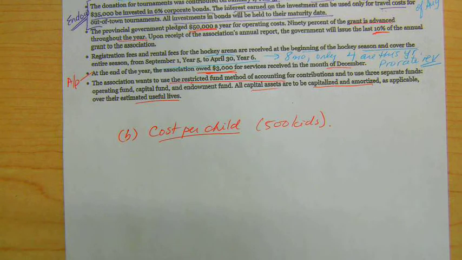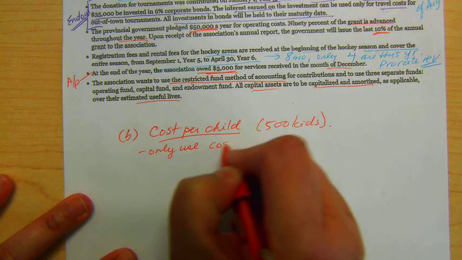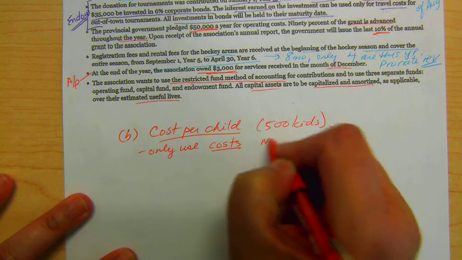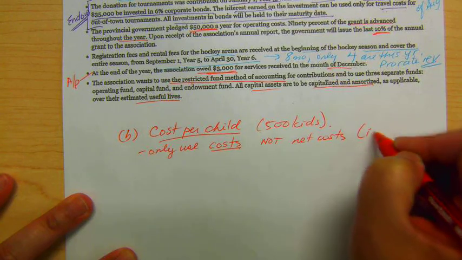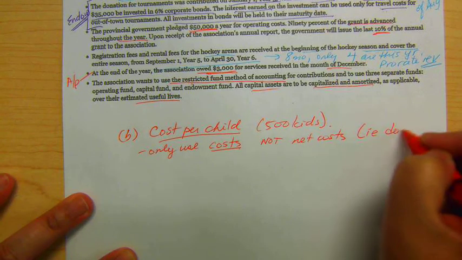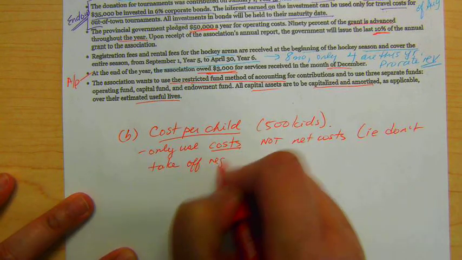Because we're so used to thinking about net costs that we'll try and take off the registration fees. Okay? So with this one, use costs, not net costs. So that is, don't take off their registration fees.